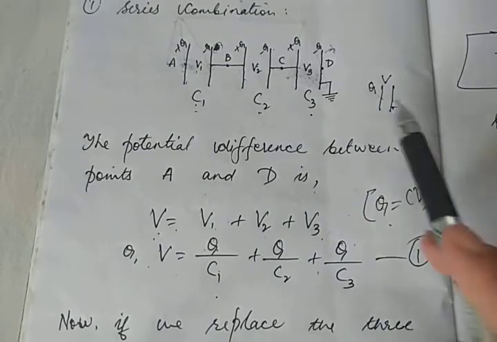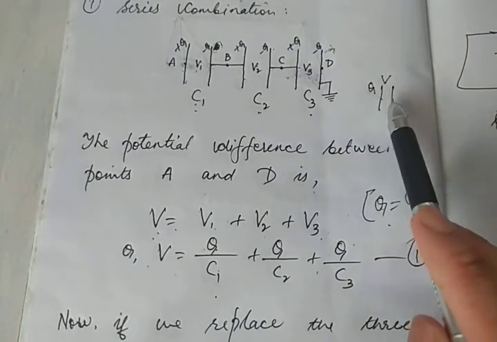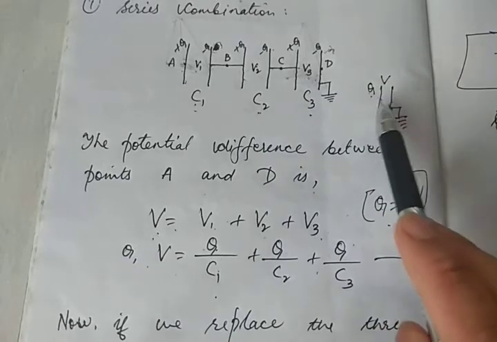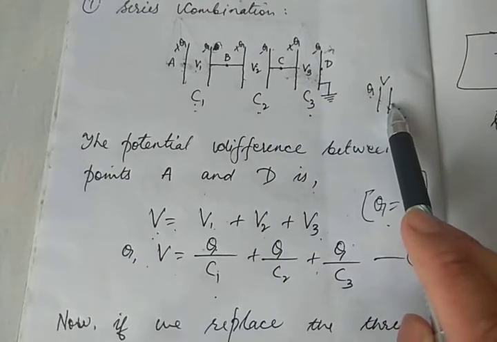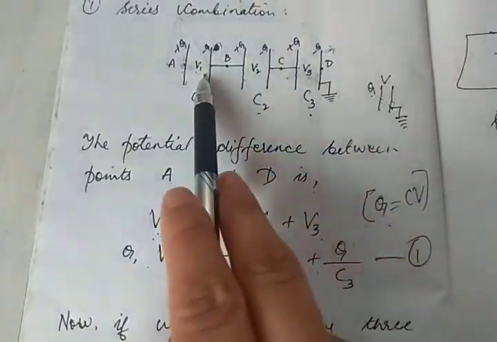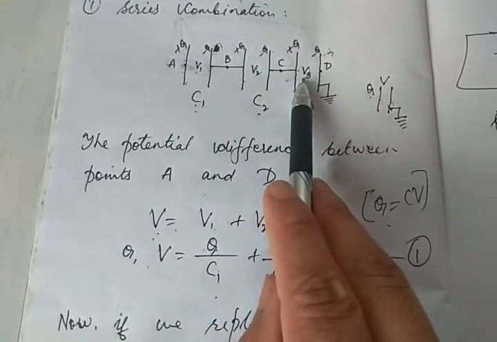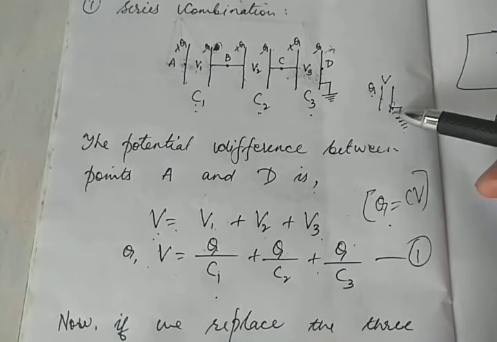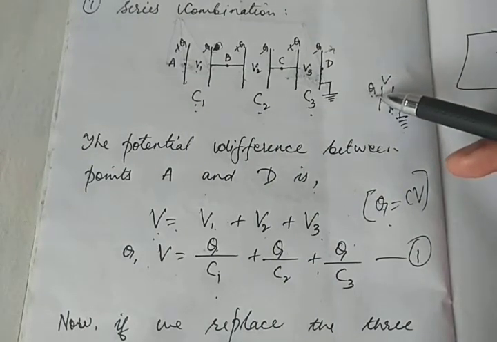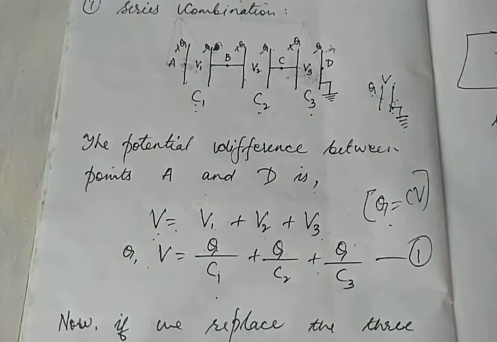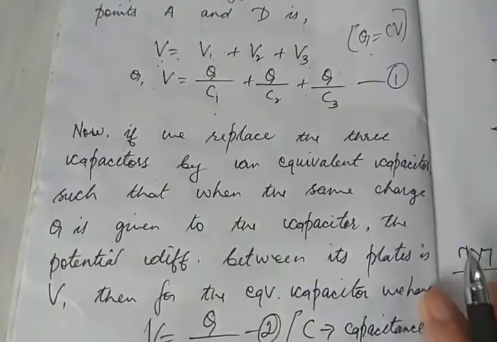So what I'm saying is, this is a special kind of capacitor such that when we give it Q amount of charge, the potential difference generated across it is the same as the potential difference across points A and D across these three capacitors put together. Now that kind of special capacitor, to which when we give Q amount of charge, its potential difference becomes V, has a name. It is called an equivalent capacitor, remember.